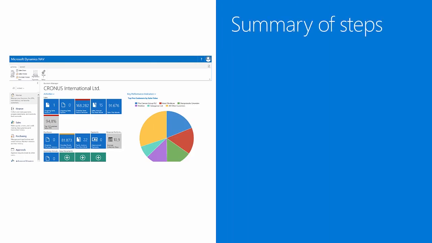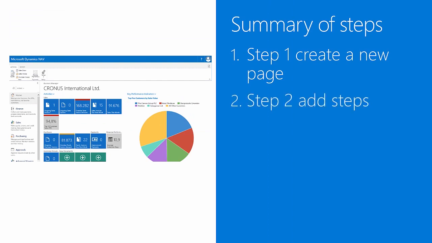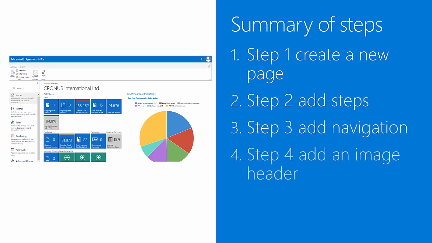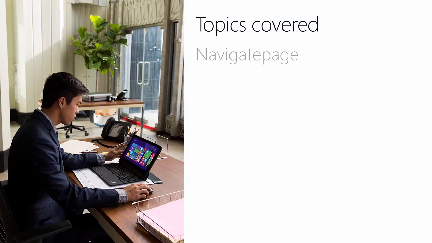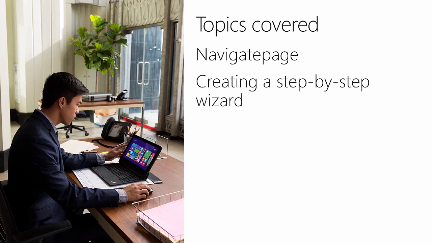Let's summarize these steps. In the first step, we created a new page, navigate page. Then we added steps as subgroups. Next, we foresaw navigation buttons. Then we used an image header, and we tested our navigate page for all clients. In this video, we covered the basics of navigate page and some tips to get the best experience on all devices. We created a step-by-step wizard and saw that working on all HTML clients.